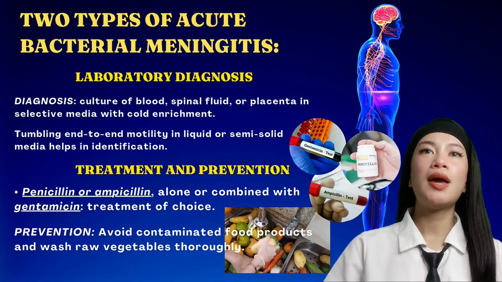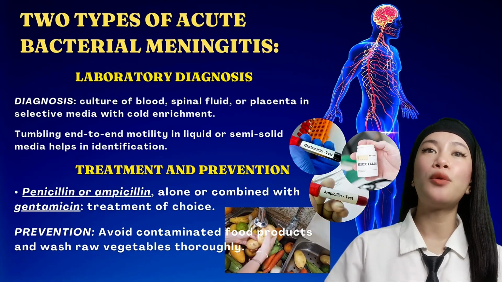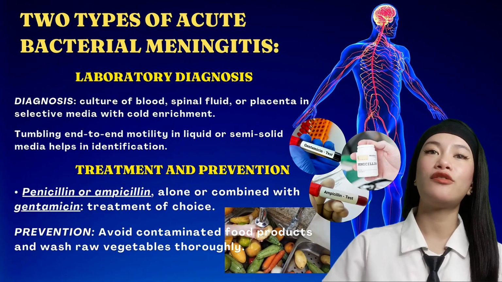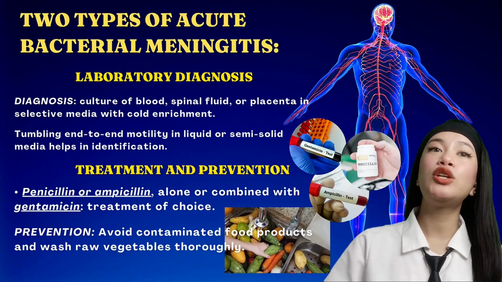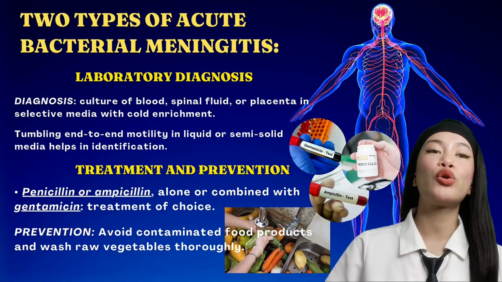Treatment and prevention. Penicillin or ampicillin, alone or combined with gentamicin, is the treatment of choice. Prevention: avoid contaminated food products and wash raw vegetables thoroughly.